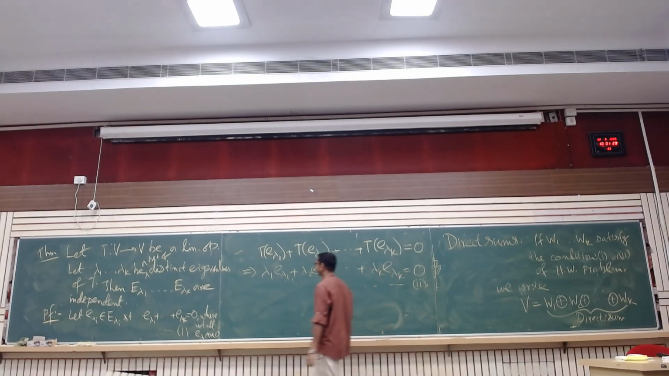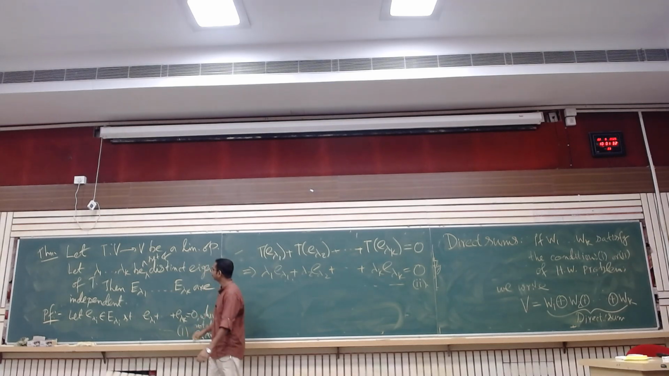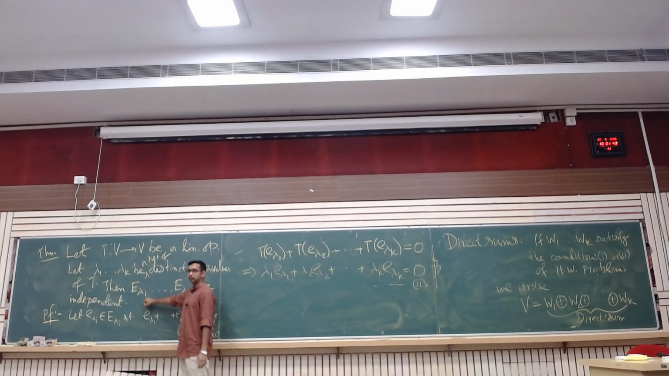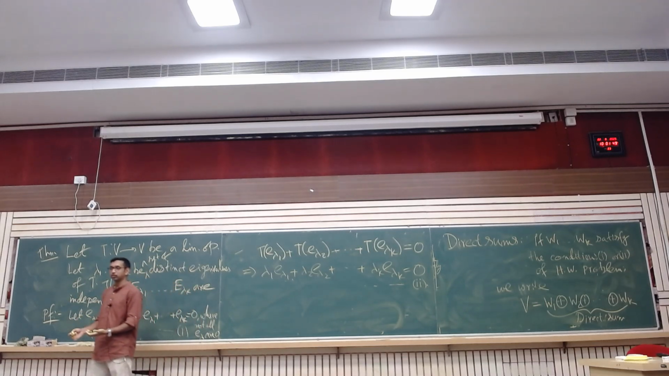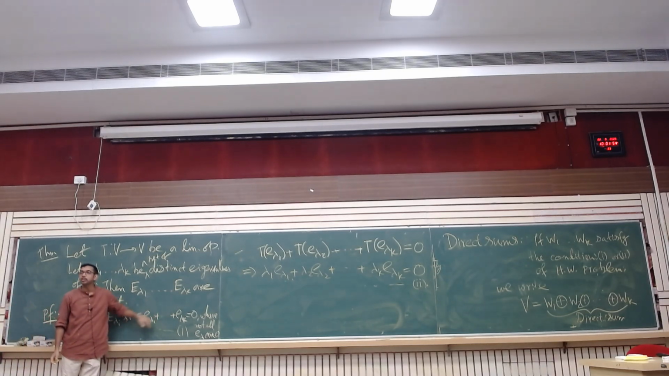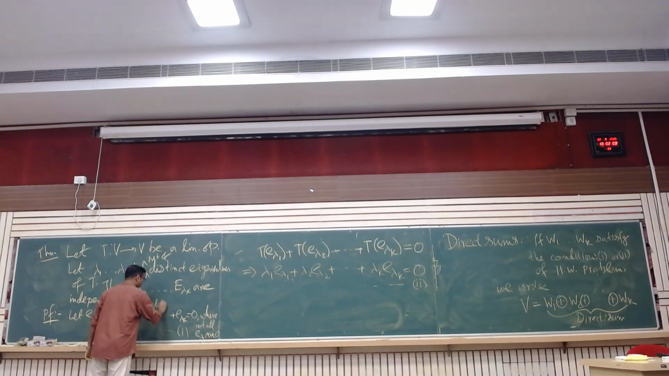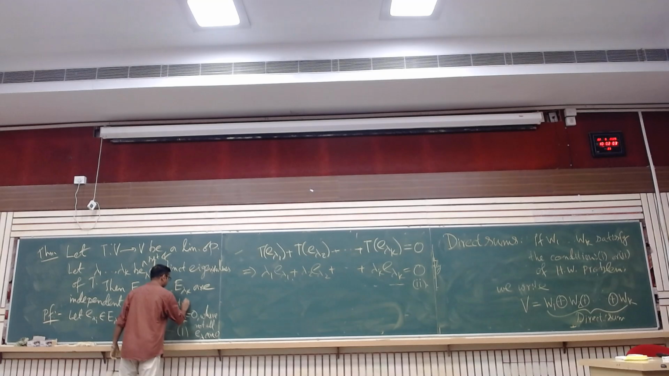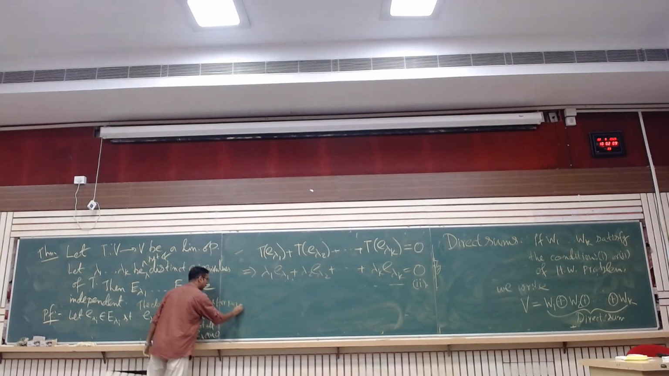Note first that this claim is true if k is equal to 1, because an eigenspace consists of vectors which are non-zero. So there exists at least one non-zero vector there. So if you have just E lambda 1 equal to 0, it has to be 0. The claim is trivially true for k equal to 1.